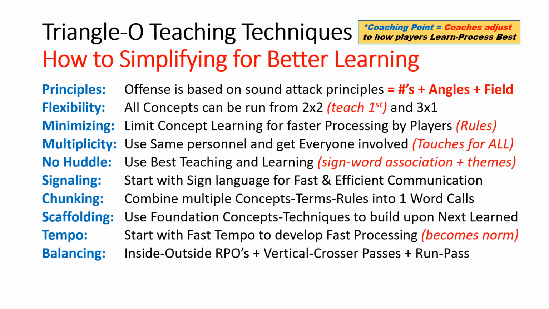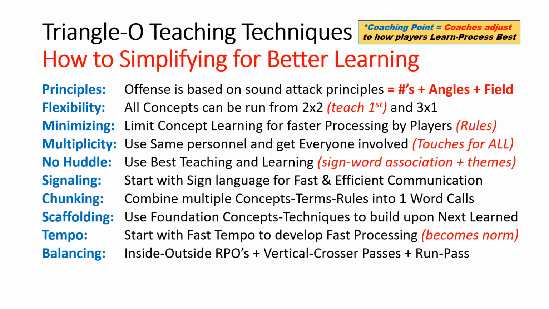Tempo. Research here again has shown that if you start with a fast tempo at the beginning, then that becomes the norm for the players. If you start slow, it's hard to change that tempo as you progress through the season. It can be a little bit confusing at first, but if you go with that fast tempo, you'll develop fast processing and it'll become the norm. And eventually, after a plateau, you'll just spike and run at great efficiency.